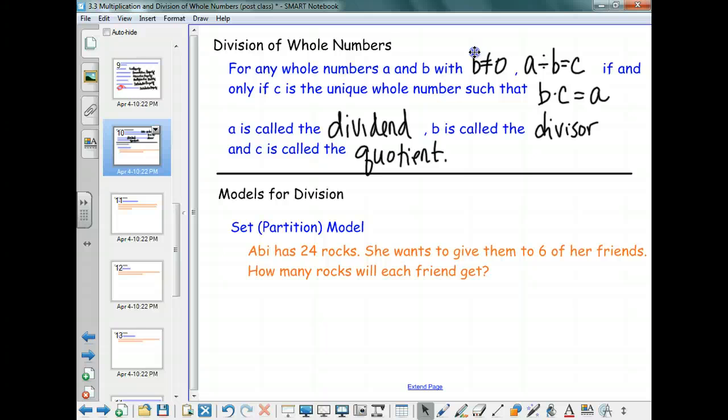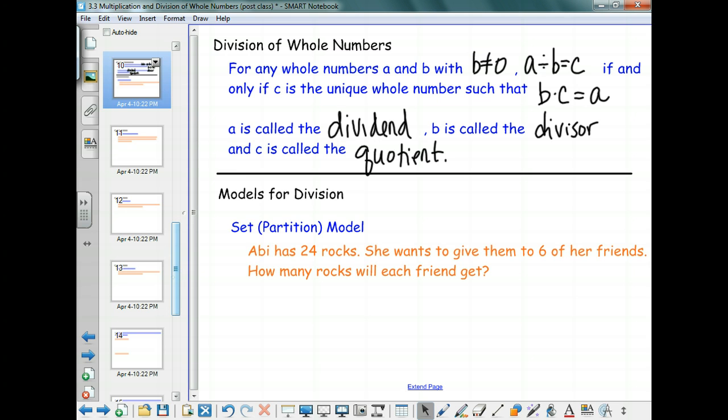Okay. All right, let's look at a couple of different division models. The first two division models are both called set division models, but they do something a little bit different. I want to make sure that you see the difference because they really are a different way of doing division. The first one is a partition model. Abby has 24 rocks. She wants to give them to 6 of her friends. How many rocks will each friend get?